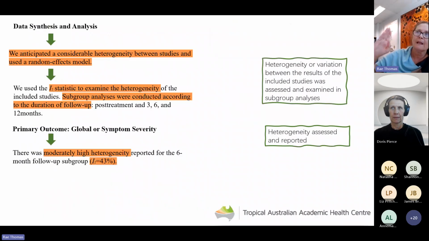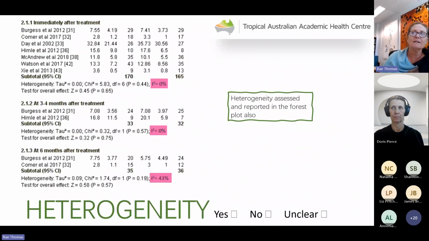Let me just go back. Moderate heterogeneity, 43% in the 6-month follow-up. And they've doubled that, and they've shown you that in the forest plot as well, right? So pretty much not hiding anything here. So for the last FAITH letter, H, in the heterogeneity, I'm also going, yep, that was a good one too. So I'm feeling like that's okay.